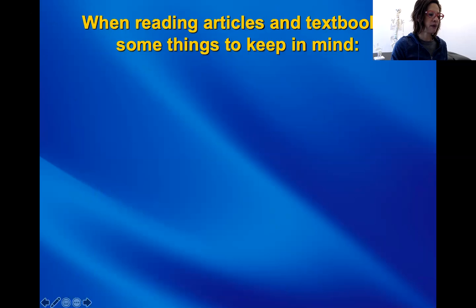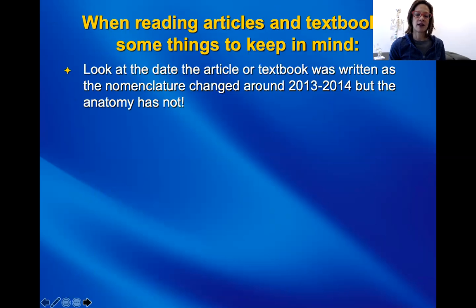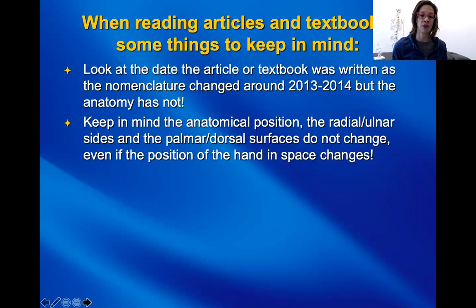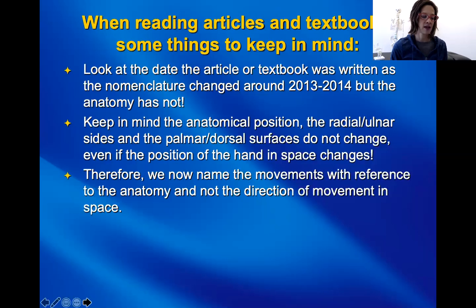So I'd like you to keep in mind some things when you're reading articles and textbooks. First of all, just take note of the date they were written. Some of the nomenclature changed around 2013 and 2014, which can make things a bit confusing because it will seem opposite of what I'm telling you. Also keep in mind the anatomical position. The radial and ulnar sides and the palmar and dorsal surfaces do not change, even if the position of the hand in space changes. Therefore, we now name the movements with reference to the anatomy and not to the direction of movement in space.